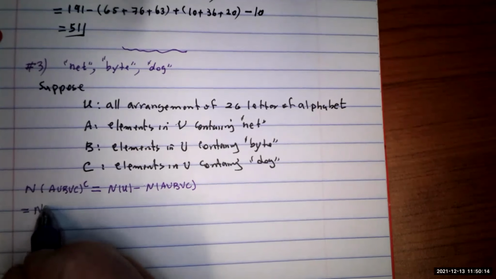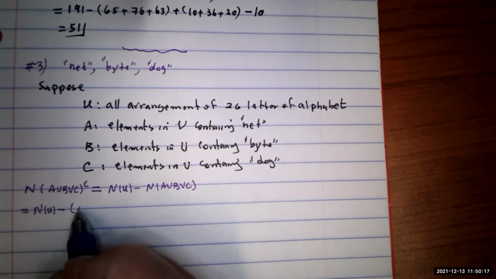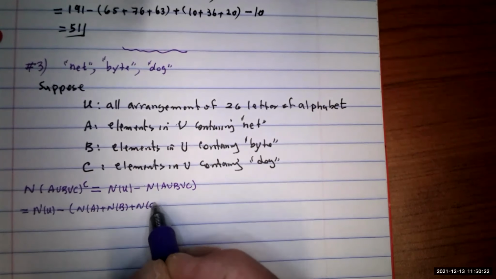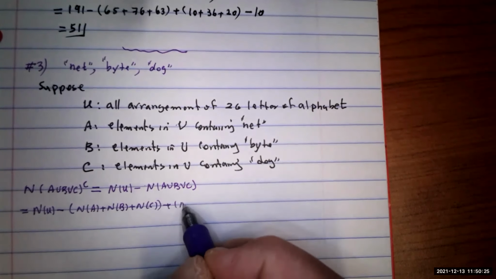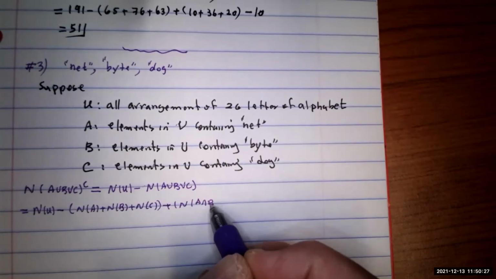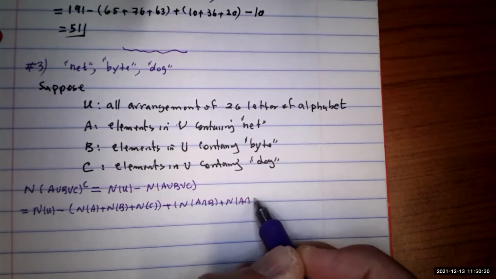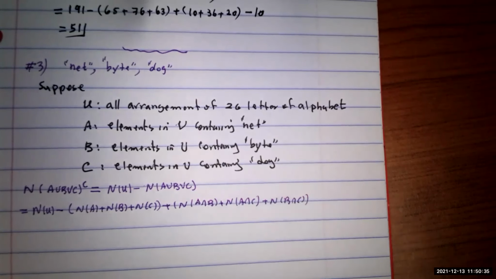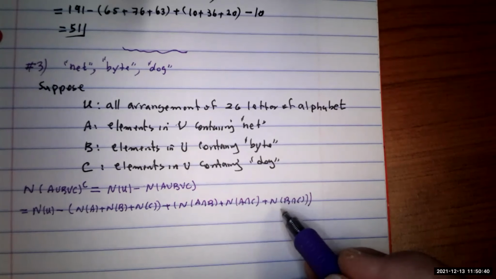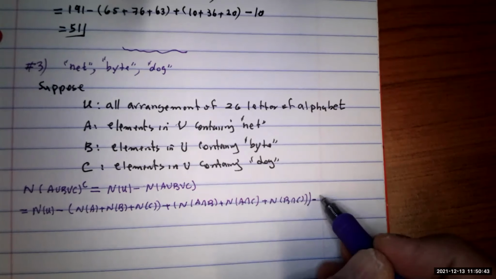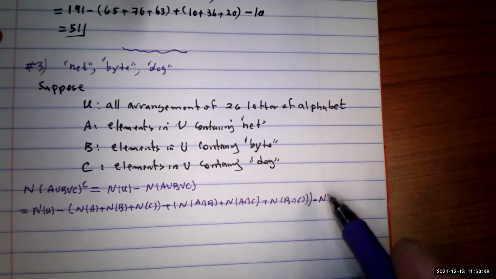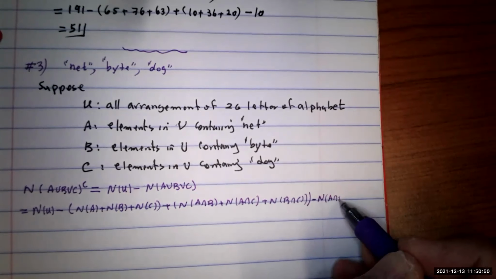So it is going to be again minus the singles, A and B and C. And this is going to be plus the intersections, A intersect B, A intersect C, and B intersect C. Okay, negative, positive, and then the last one, the intersection of all together, is going to be negative.